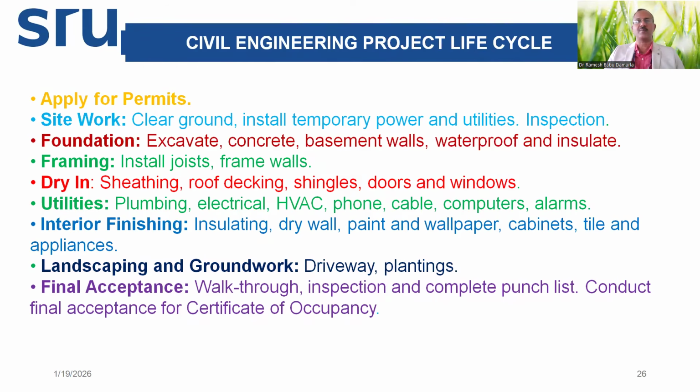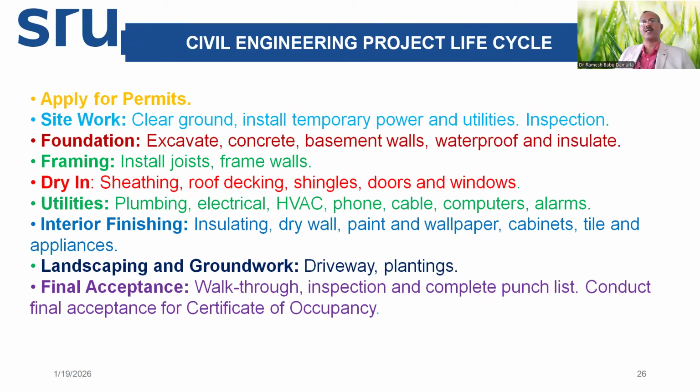Now let us see some examples of a project life cycle applied to various fields like engineering, software, services. Let us see, in case of civil engineering, what is the project life cycle? First activity for them may be to apply for the permits. Then site work: clear the ground, install temporary power and utilities like power supply, water supply, temporary accommodation for labor, etc. Inspecting. Then the next activity for them is the foundation.